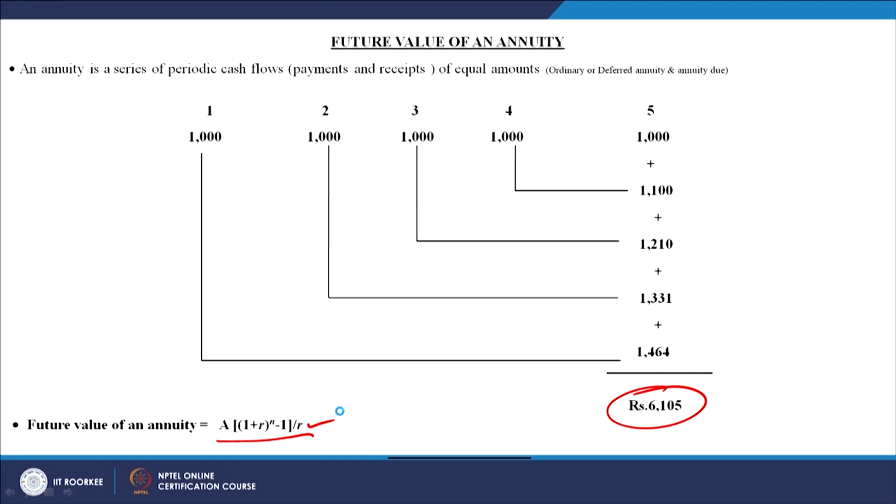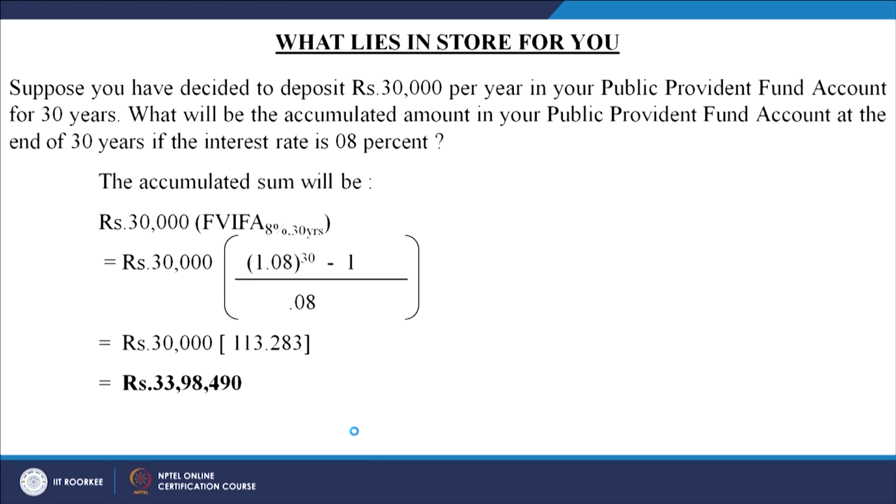This model we have discussed here is already given. By applying this model, we can simply get the answer to this question. Here, the accumulated sum will be how much? Rupees 30,000, and the future value interest factor for annuity.